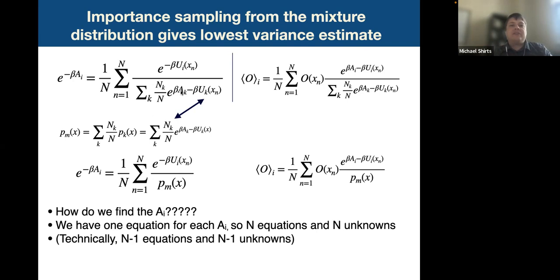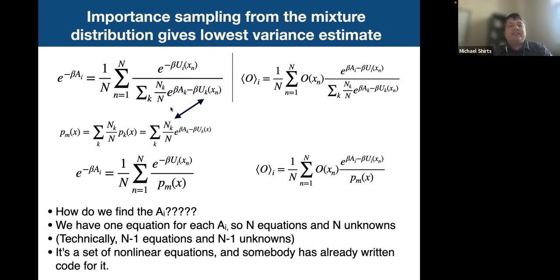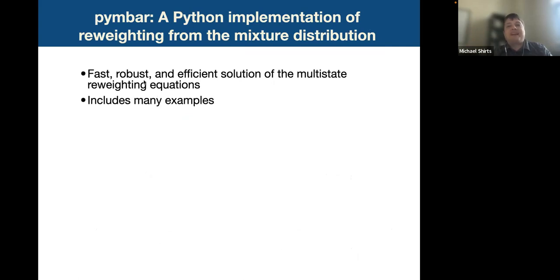Once you have those free energies, the formula isn't as simple. It's a set of nonlinear equations, but there are already people that have written code for it. And pyMBAR is actually our implementation of doing this. It shows how to do reweighting for the mixture distribution.